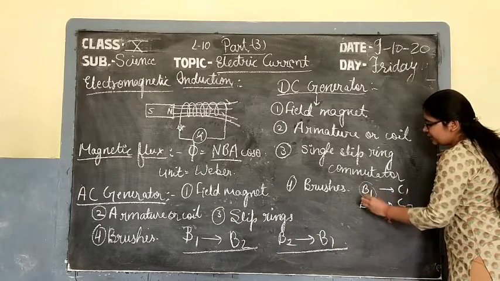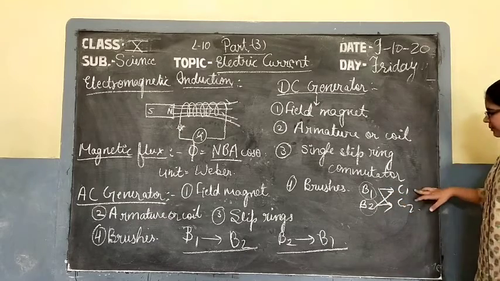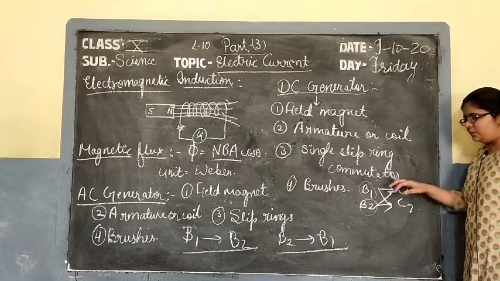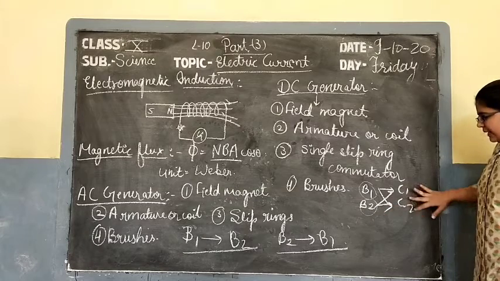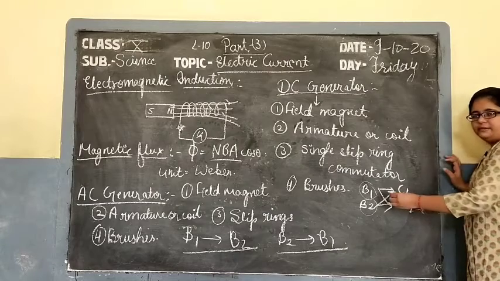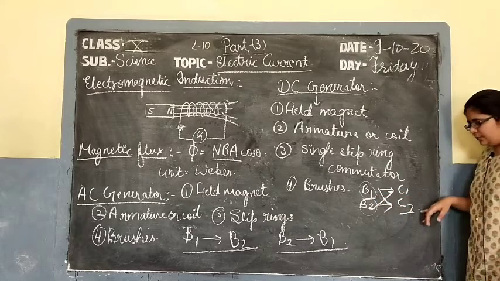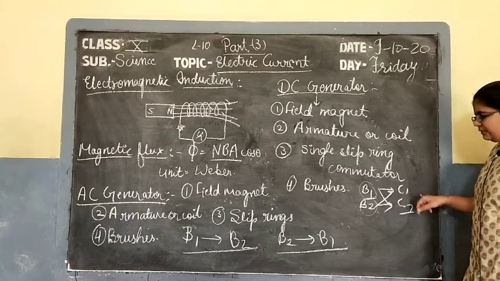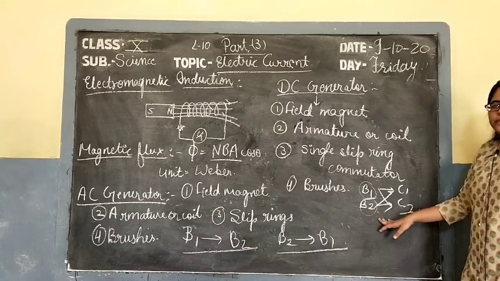Now, these brushes will change their position. B2 will connect to C1 and B1 will connect to C2. If the polarity of C1 and C2 is changed, now in the previous one C1 was positive, so B1 was positive, and C2 was negative, so B2 was also negative. But now the polarity of C1 and C2 is changed according to the change in flux. So now C1 is negative, but B1 was positive and will remain positive. But now it will connect to the positive commutator, that is C2. So the connection will change. B1 will connect to C2, that is positive, and B2 will connect to C1, which is now negative. So B1 will always remain a positive terminal and B2 will always remain a negative terminal.